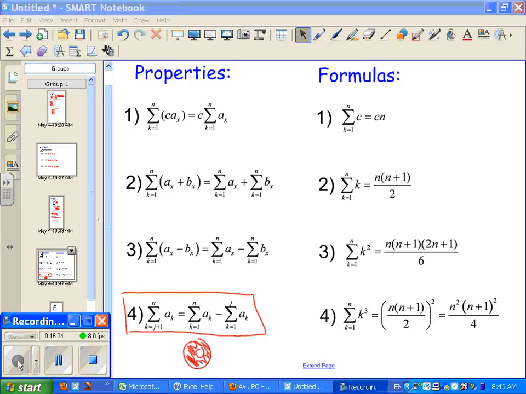All right, let's take a look at these formulas. They're not that bad either. If I have the summation from 1 to n of just a constant, all you have to do is take n times the constant, and that's your sum. So that one's pretty easy. If I have the summation of a plain old k, I can substitute this formula in for it. If I have the summation of k squared, I have to use this more complicated formula. If I have the summation of k cubed, I could use this one or this one. They're the same, it's just one simplified.